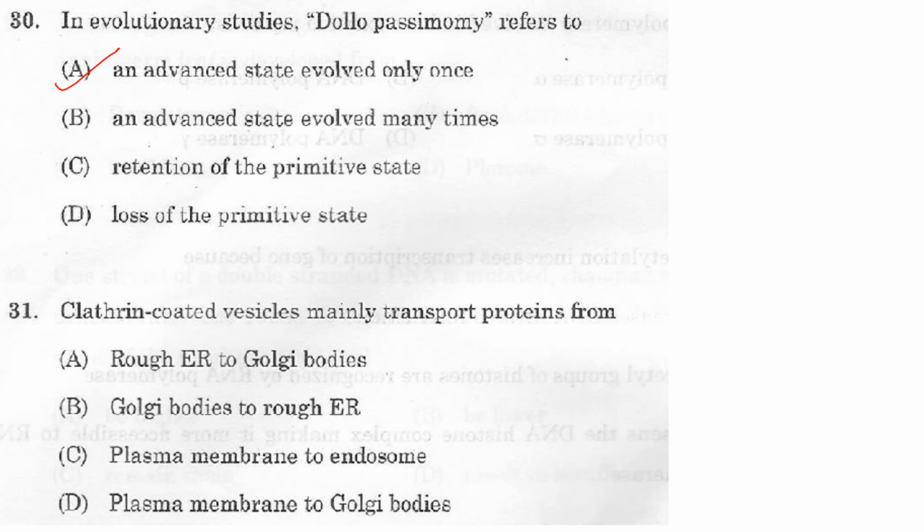Then clathrin coated vesicles mainly transport proteins from... So clathrin coated vesicles are involved in receptor mediated endocytosis, and they transport proteins from plasma membrane to endosomes, and it can be either for sorting or for degradation. So answer here is plasma membrane to endosomes. Answer is option C.